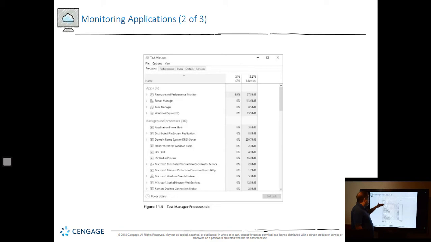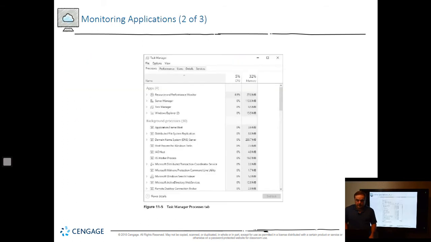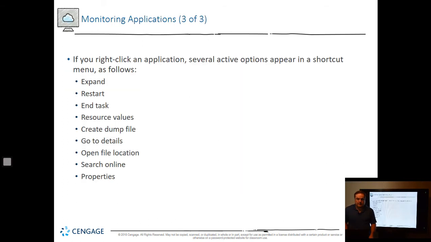You see the apps, the background processes. You scroll down, you'll see system processes. It shows a lot of good information, CPU and memory that they're using. If you right-click on an app, several active options appear. You've got expand, restart, end task, open file location, all those different things. So if you went back to that previous graphic, you could right-click on any one of those and you would see all these different options.